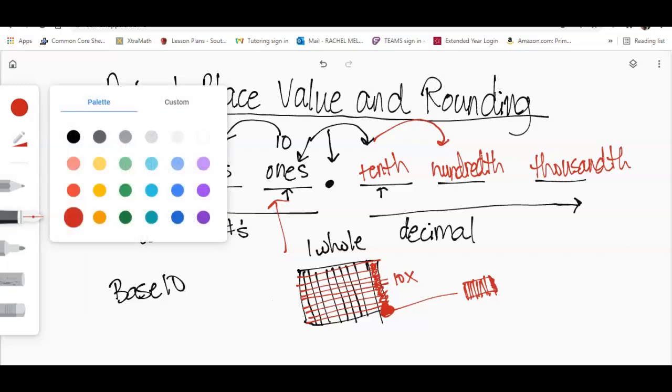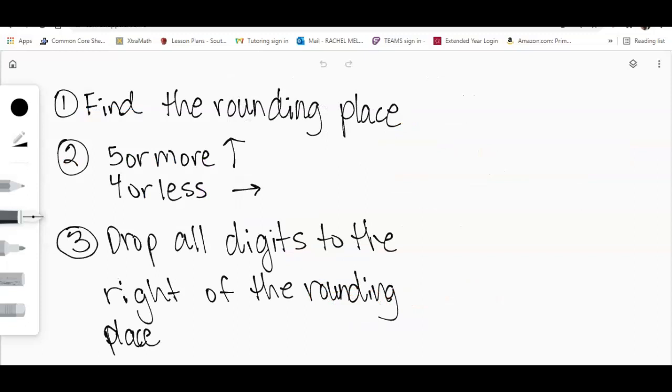All right, so now that we've talked about that, let's go ahead and write down some steps that you'll need. These are the steps that you're going to need for rounding decimals today. So I'm going to pause the video for a couple minutes and you're going to go ahead and write these down.